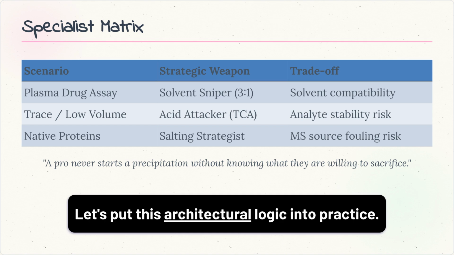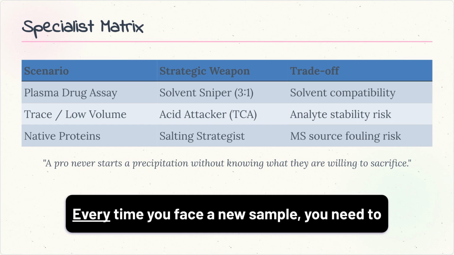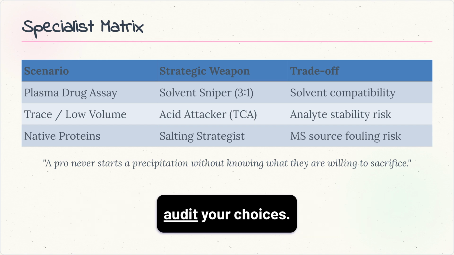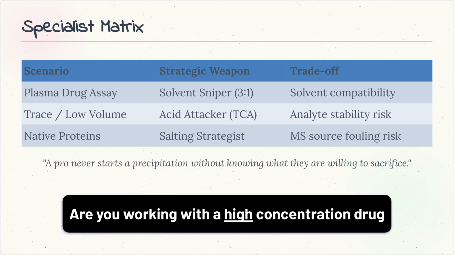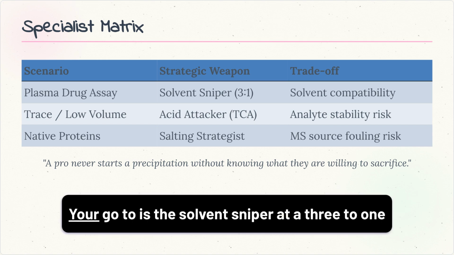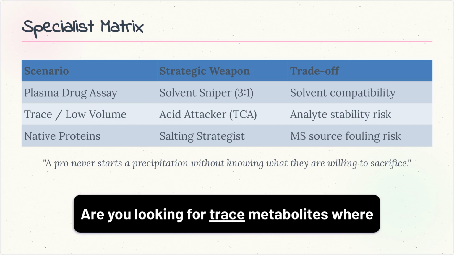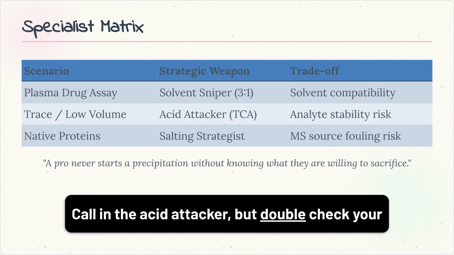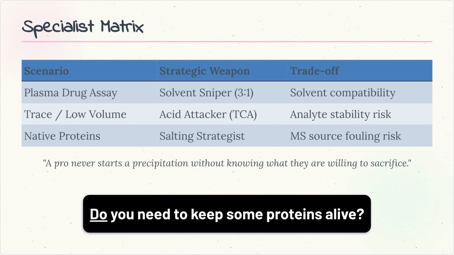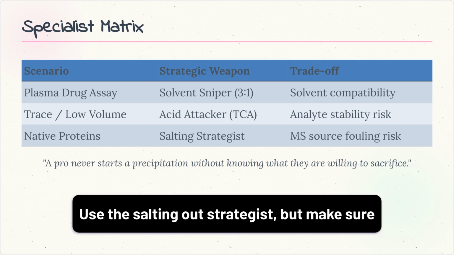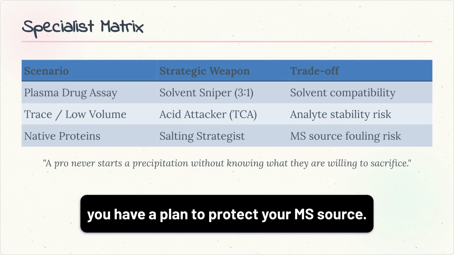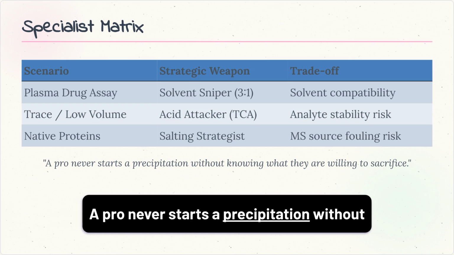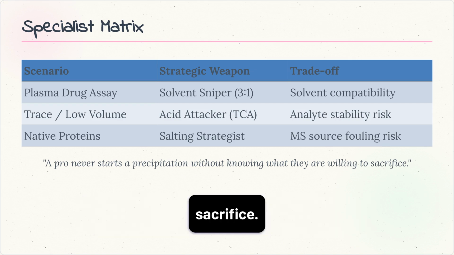Let's put this architectural logic into practice. Every time you face a new sample, you need to audit your choices. Are you working with a high-concentration drug in plasma? Your go-to is the solvent sniper at a 3-to-1 ratio. Are you looking for trace metabolites where every microliter is precious? Call in the acid attacker, but double-check your analyte stability first. Do you need to keep some proteins alive? Use the salting out strategist, but make sure you have a plan to protect your MS source. A pro never starts a precipitation without knowing exactly what they are willing to sacrifice.